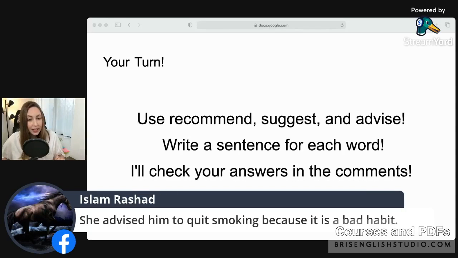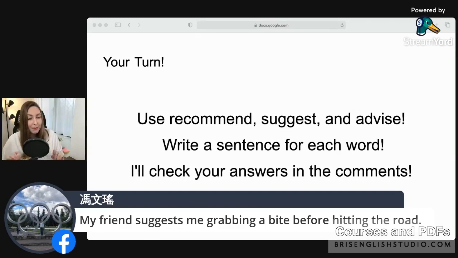She advised him to quit smoking because it is a bad habit. Perfect. Very good. My friend suggests me. So be careful with suggest. Generally, when we're talking about the person who is getting the suggestion, recommendation, or advice, we are going to use a noun or a noun clause or a gerund, except for advise. Advise, we can use a pronoun.